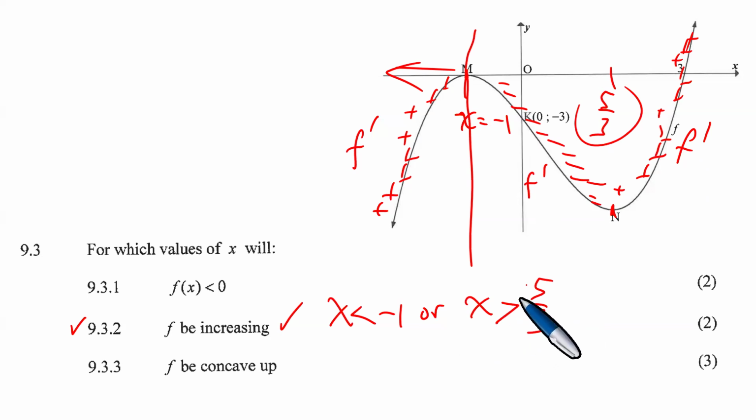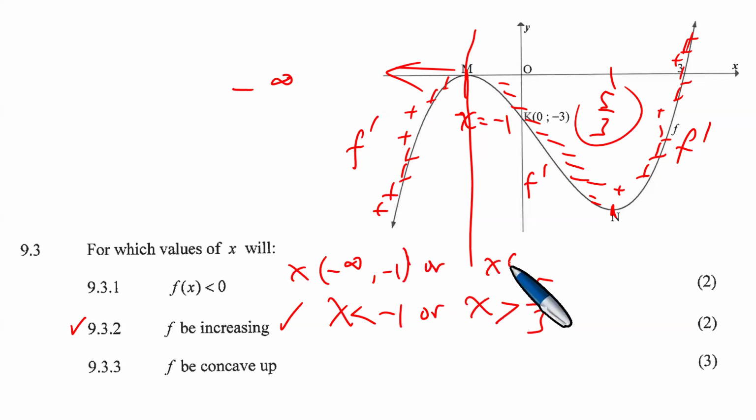If you don't want to write your answers as inequalities, you can write them in interval notation. So you can say x is an element of the interval from -infinity to -1, or x is an element of the interval from 5/3 to infinity.